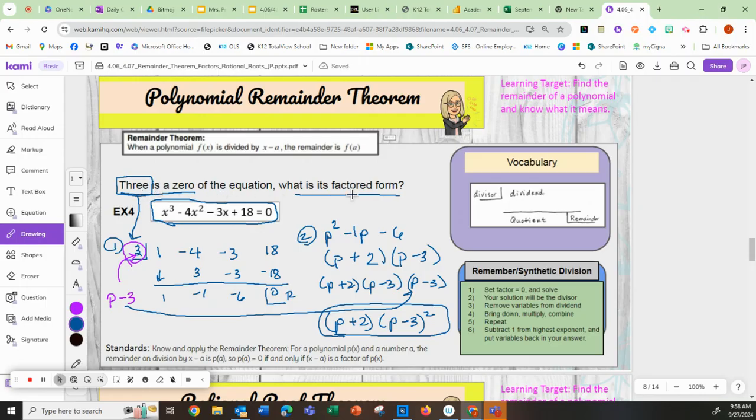So again, these directions are different. For example 4, 3 is a 0 of the equation. What is its factored form? So the first step has to be take the number that they tell you is a 0, divide it using synthetic division. You must get a remainder of 0 because they're telling you 3 is a 0. If you don't, you've made a mistake. Take your remaining coefficients, subtract 1 from the highest degree, so it's going to be 1p squared minus 1p minus 6. Factor that, it should be a quadratic. And then don't forget that the 0 that they gave you also gives you another factor.